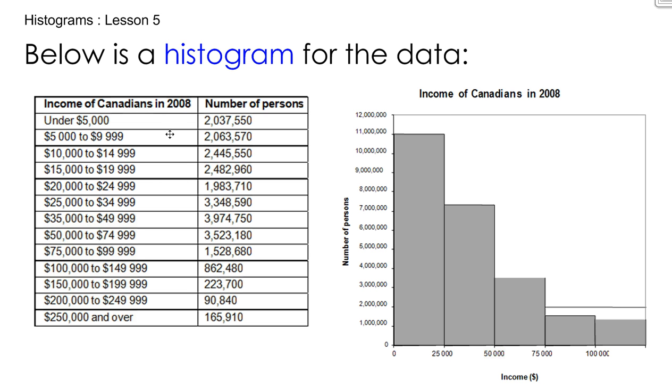When we use histograms, our intervals going from category to category have to be identical. In this case, 0 to 4,999 would be 5,000. 5,000 to 9,999 is 5,000. 10,000 to 14,999 is 5,000. You got to remember this one counts as well. All right, and so on and so on and so on. And you can take this and then you can generate a graph out of it.